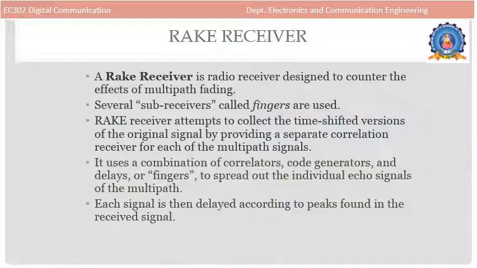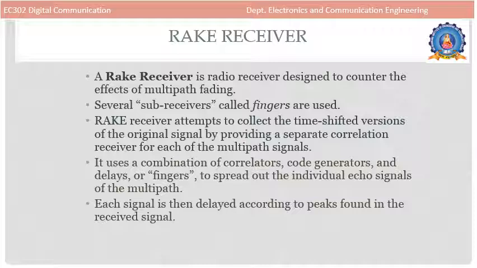Okay, a rake receiver is a radio receiver designed to counter the effects of multipath fading. That means it avoids or nullifies the effect of multipath fading. Already we discussed what multipath transmission and multipath fading are. It is mainly used in satellite and mobile communications, where these multipath components exist. In CDMA we mainly use these rake receivers.